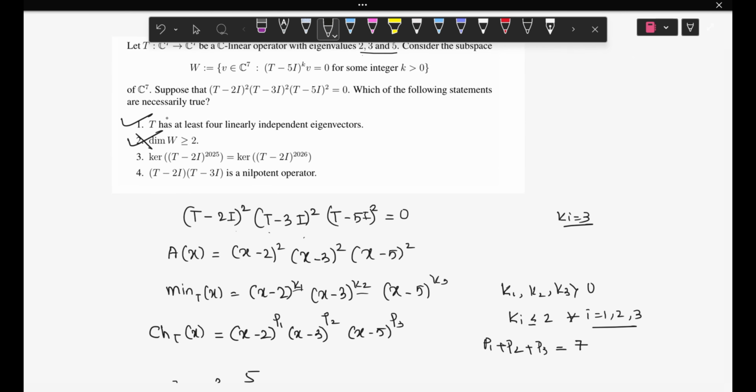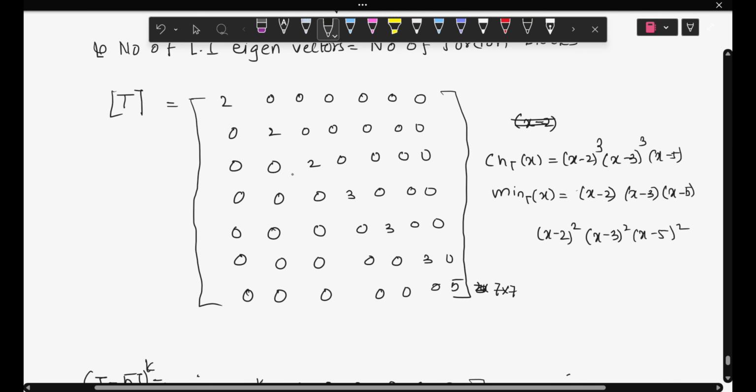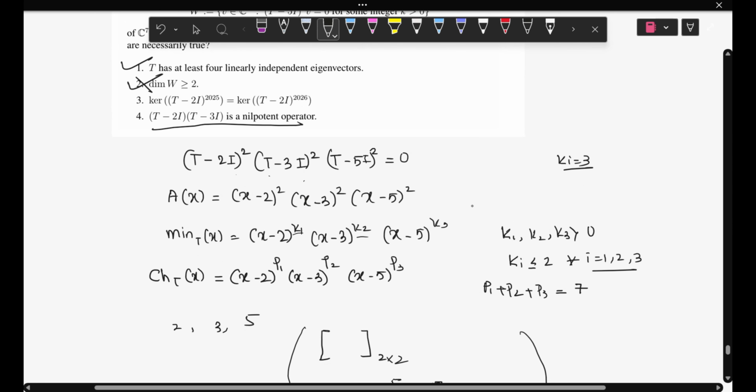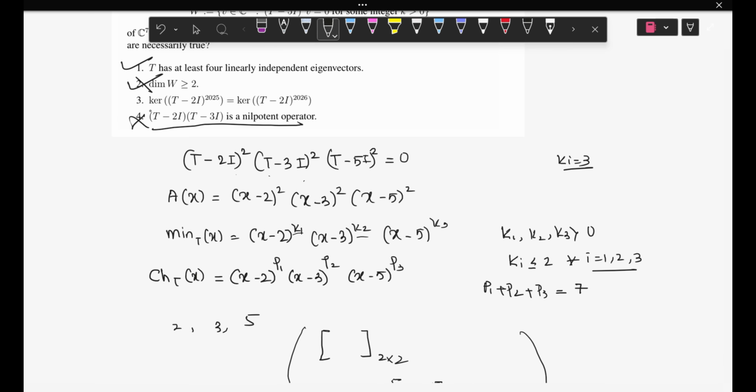Again, note that (T minus 2I) and (T minus 3I), is it a linear nilpotent operator or not? As for this linear transformation, this is the minimal polynomial. So (T minus 2I) times (T minus 2I) and (T minus 3I) won't be equal to 0. What is the meaning of nilpotent operator? (T minus 2I)(T minus 3I) equal to 0. But since this is the minimal polynomial, (T minus 2I)(T minus 3I) cannot be equal to 0. So that's all about our option 4. Option 4 is wrong.